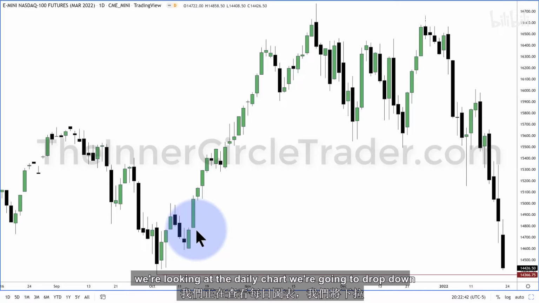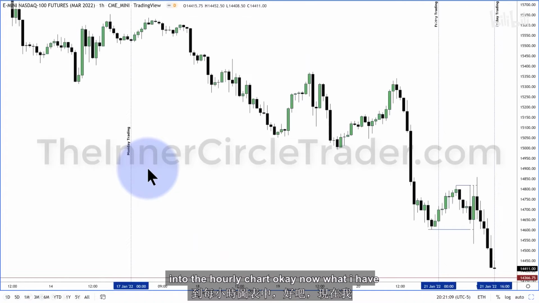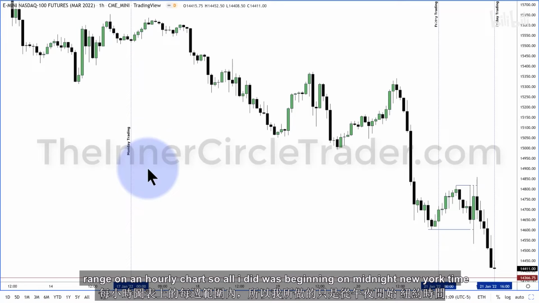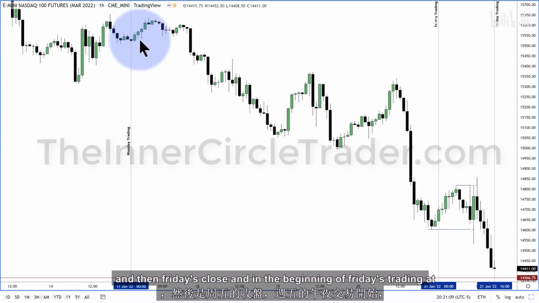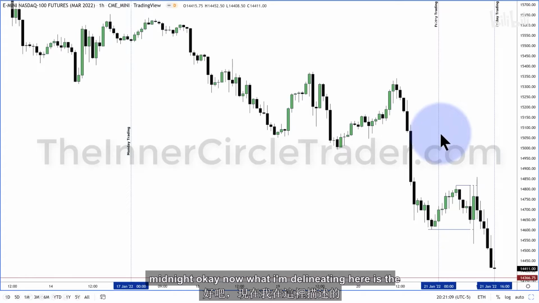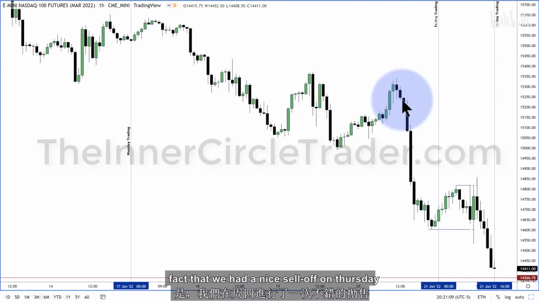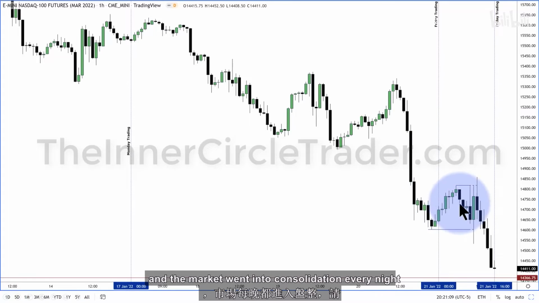So we're looking at the daily chart. We're going to drop down into the hourly chart. Okay, now what I have here is a framework for looking at the weekly range on an hourly chart. All I did was begin at midnight New York time on Monday's candle, and then Friday's close, and then the beginning of Friday's trading at midnight. Now, what I'm delineating here is the fact that we had a nice sell-off on Thursday, and the market went into consolidation overnight.